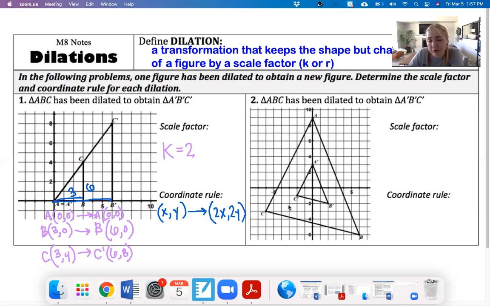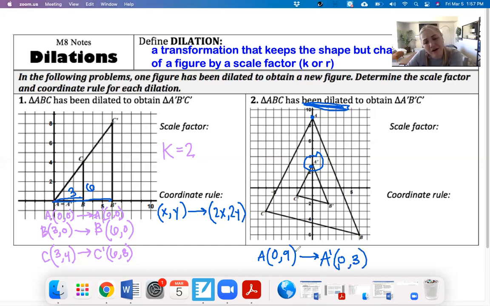Now, I don't care which ordered pair we pick, it will always follow the same rule because we know it's been dilated. So let's go with A. I know that A is to the right 0, up 9. So 0, 9. I know that one came first because it doesn't have a prime on it. A prime has the prime on it, so I have to put that second. A prime is to the right 0, up 3.